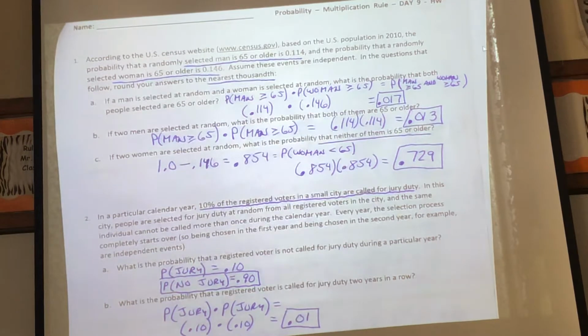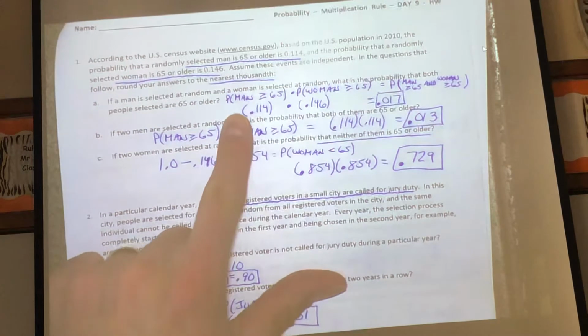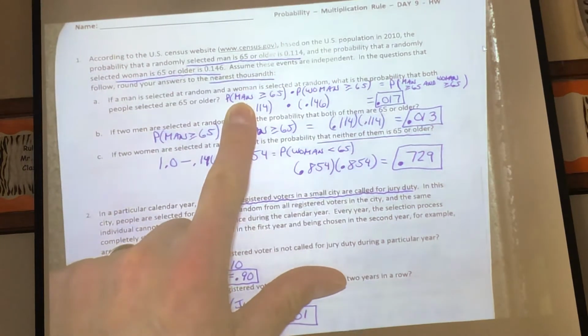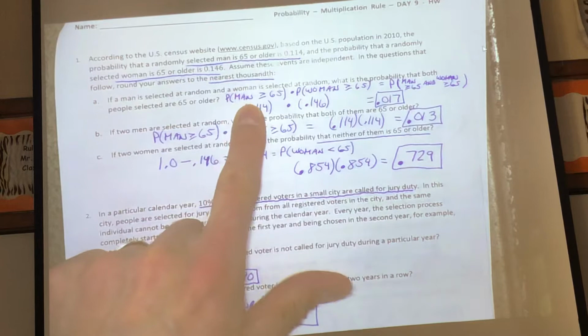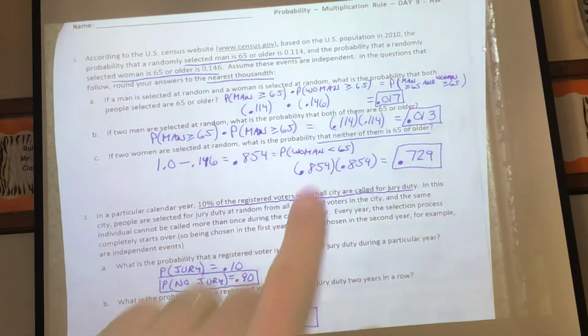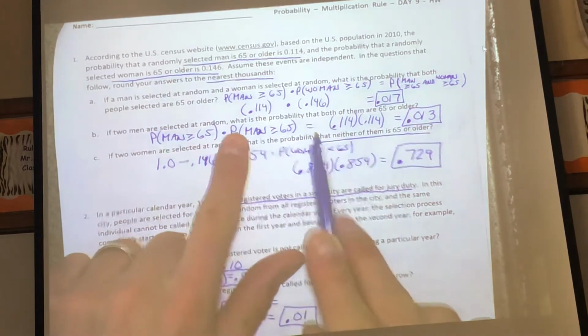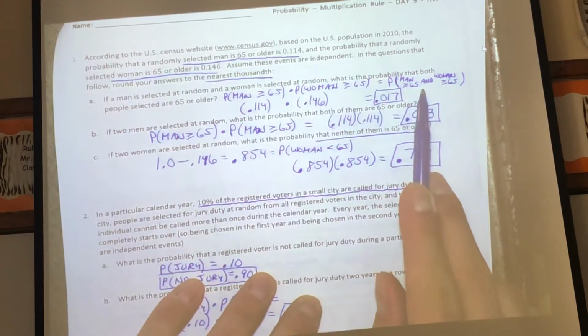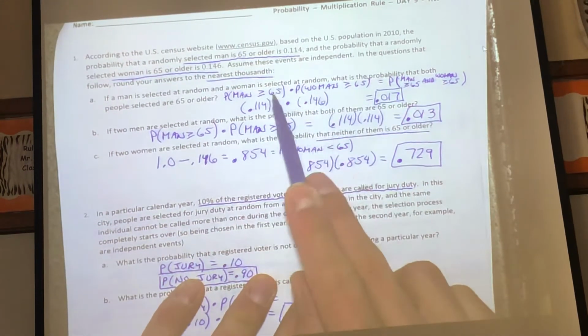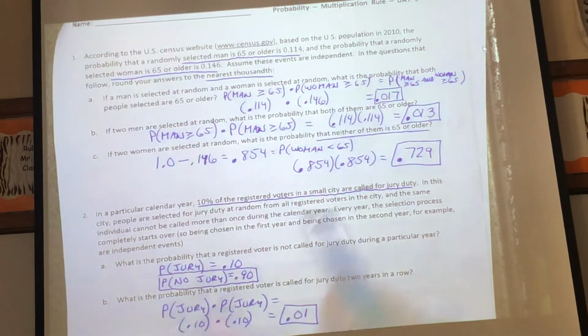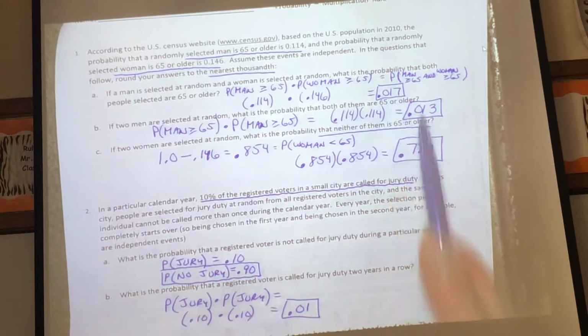Question A, if a man is selected at random and a woman is selected at random, what is the probability that the people selected are 65 or older? All right, so we know they're independent, so we take the probability of a man that is greater than or equal to 65, multiply it times the probability of a woman that is greater than or equal to 65. Because they're independent, multiplying these two probabilities together will give us our "and," or our intersection. So therefore, it is 0.017.